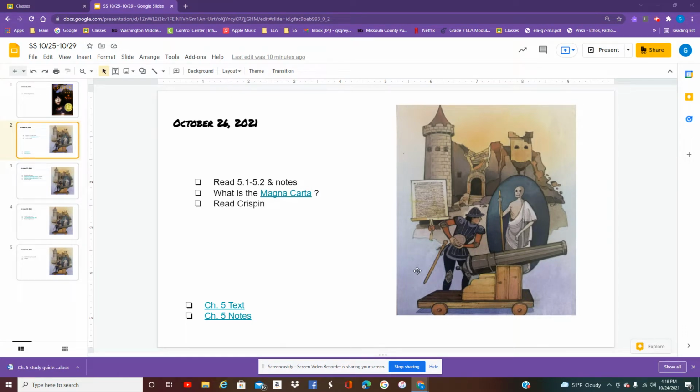For example, he promised to consult the barons and church officials before imposing special taxes. He also agreed that no free man could be jailed except by the lawful judgment of his peers or by the law of the land. This idea eventually became a key part of English common law known as habeas corpus.